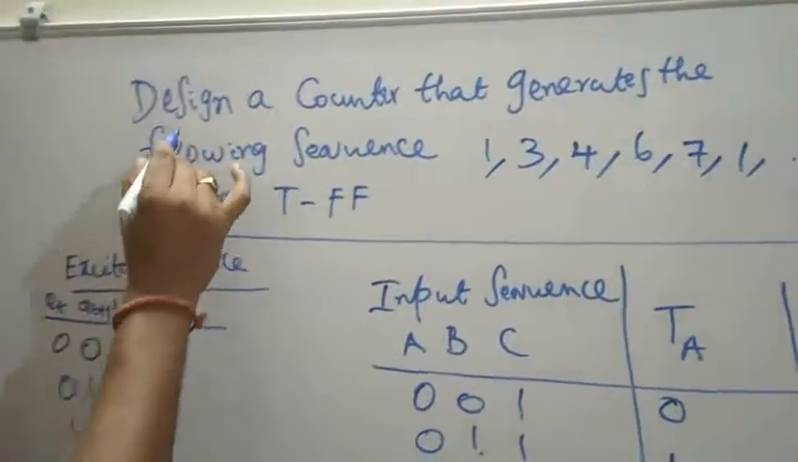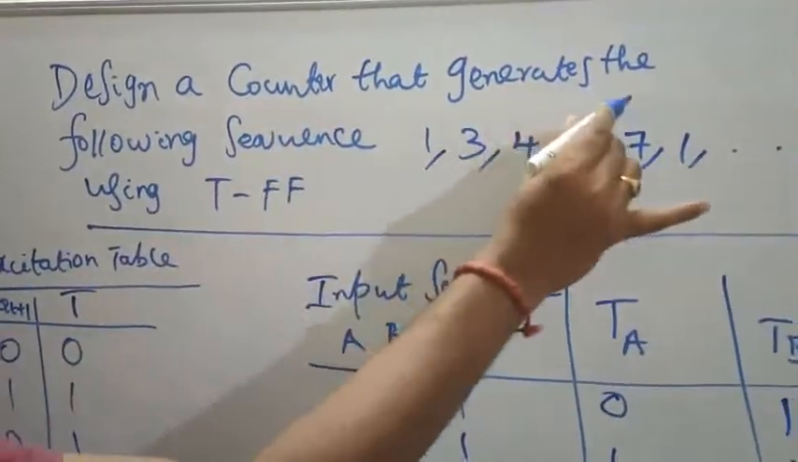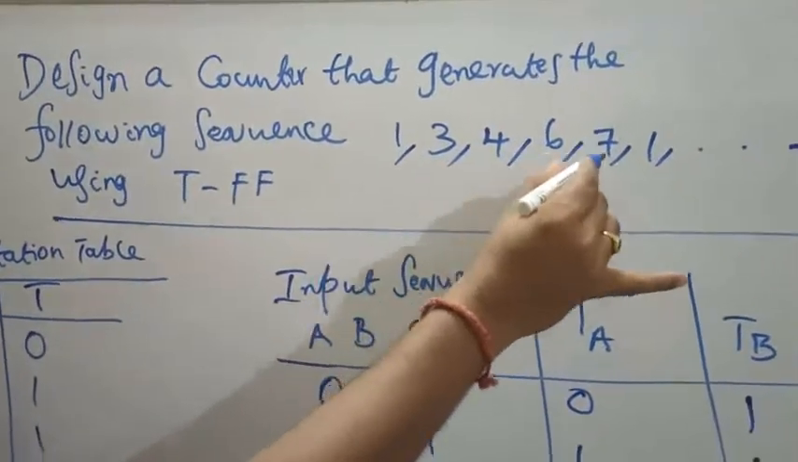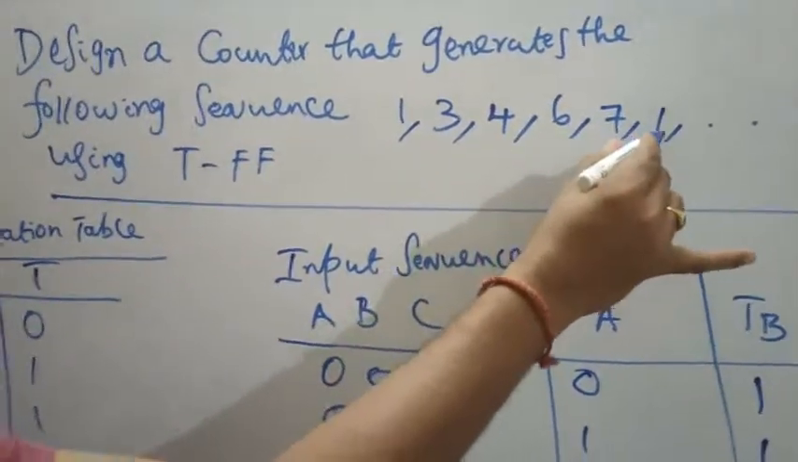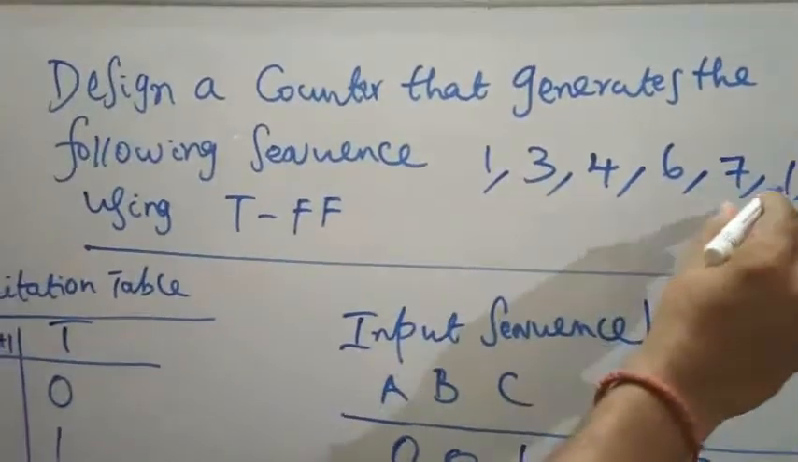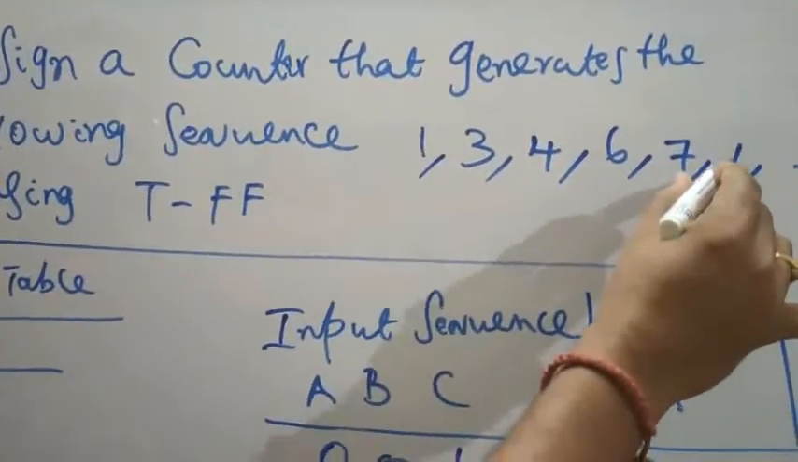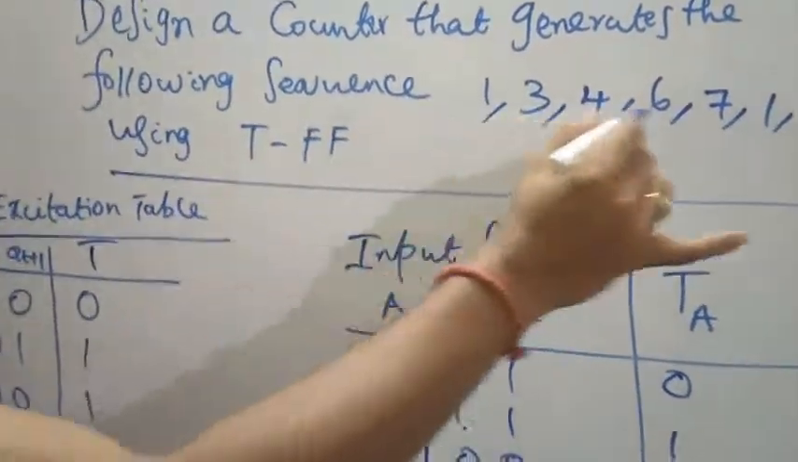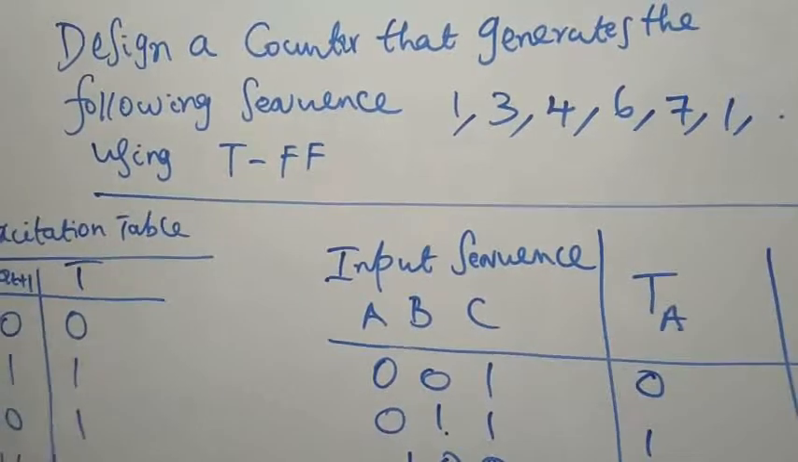Today, we are going to design a counter that generates the following sequence: 1, 3, 4, 6, 7, and once again 1, that is the reset state, which repeats the sequence once again. So this sequence we are going to generate using a T flip-flop.